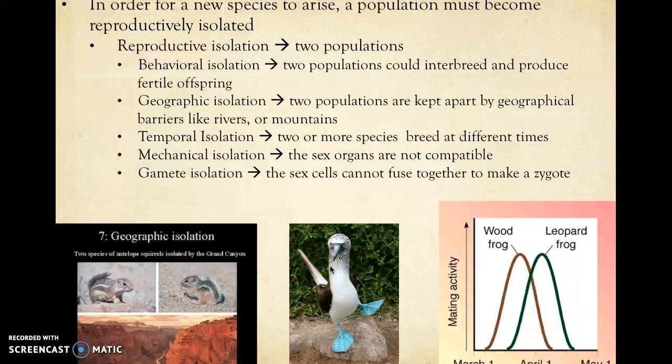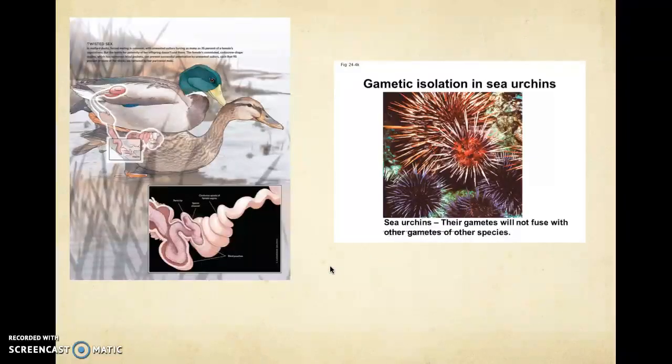We also have geographic isolation, which is pretty simple. Two populations are kept apart by some sort of barrier, like a river or a mountain. Temporal isolation is when two species are closely related but breed at different times, so they tend to be isolated that way. Mechanical isolation, I'm going to go ahead and switch to the next one so we can see the picture. In mechanical isolation, the sex organs are not compatible. So most birds don't have a penis, but there are some exceptions. One of those is a duck, which has a corkscrew penis, as you can see in this picture.